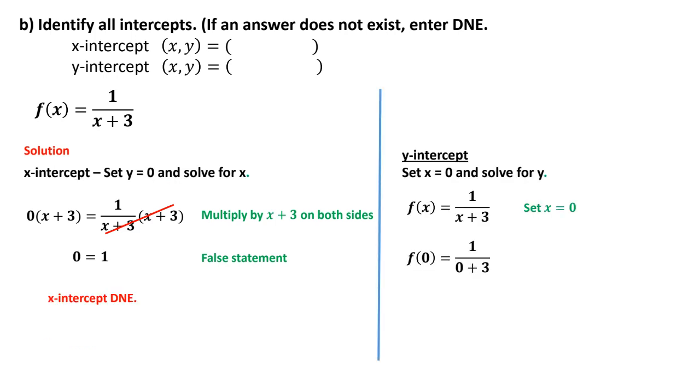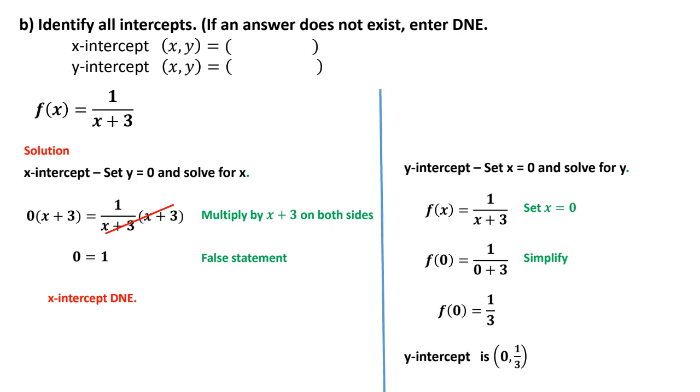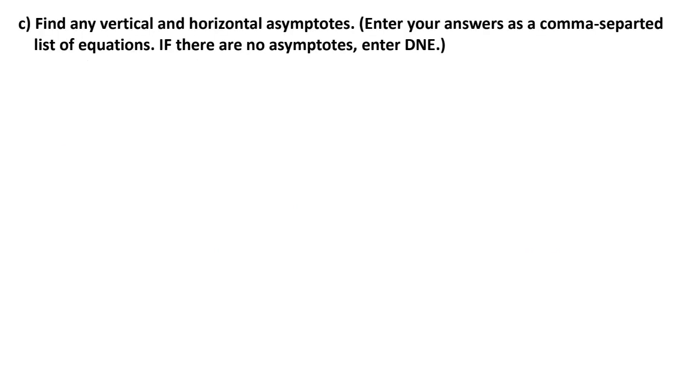Okay, now if I want to find the y-intercept, I just set x equal to 0 and now solve for y. So here I replace x with 0, so we have 1 over 0 plus 3. We simplify, we will get 1 over 3. So our y-intercept as a point, x is equal to 0, y is 1 over 3. Okay. All right, now let's find any vertical or horizontal asymptotes.